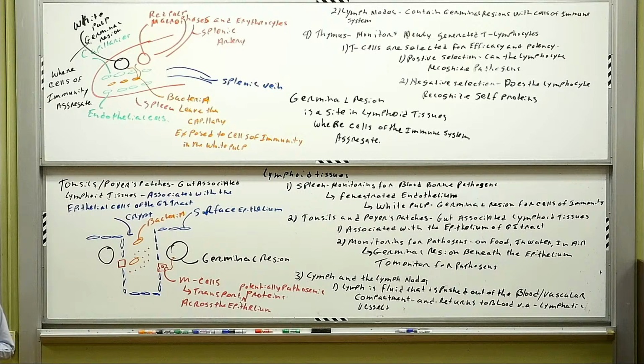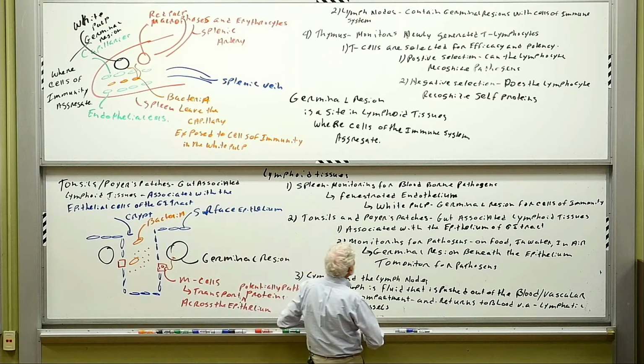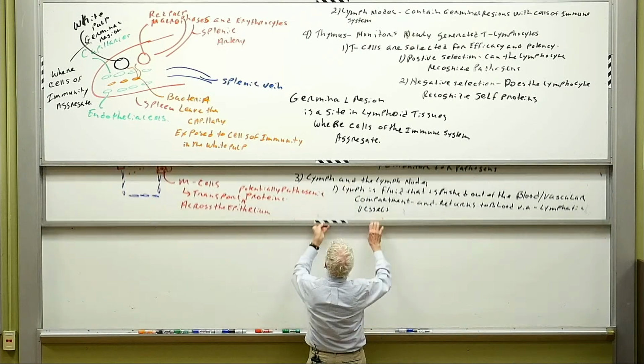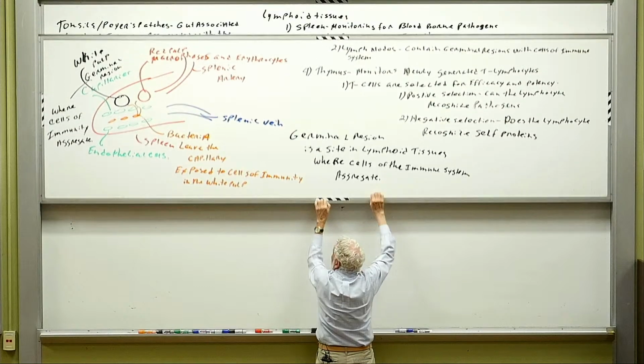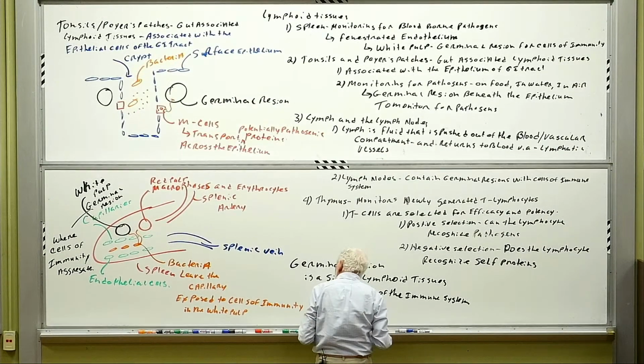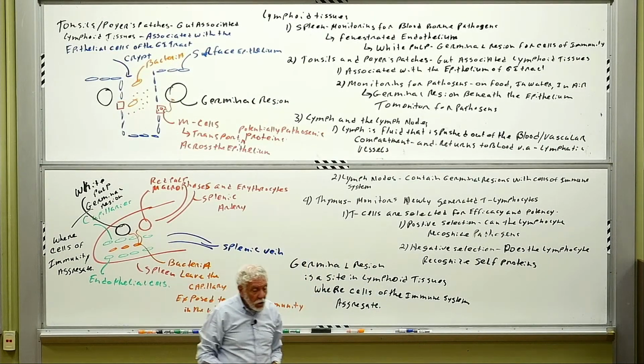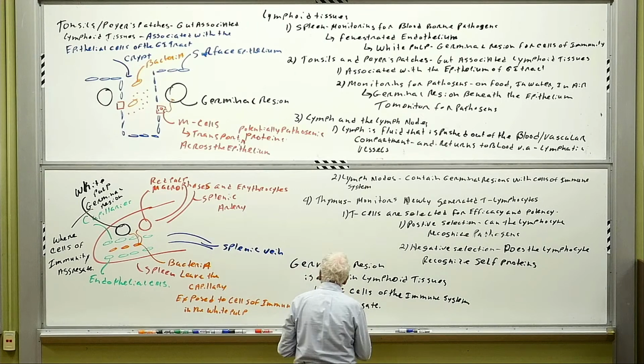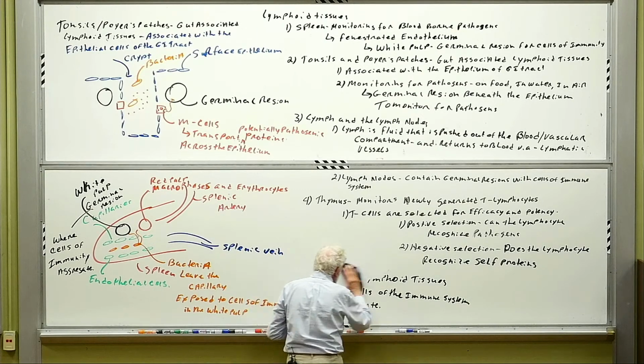Anything else? So this is the gut-associated lymphoid tissues. The next character, and I'll erase this and go over to the right-hand side of the board, is going to be lymph and lymph nodes. And we touched on this.